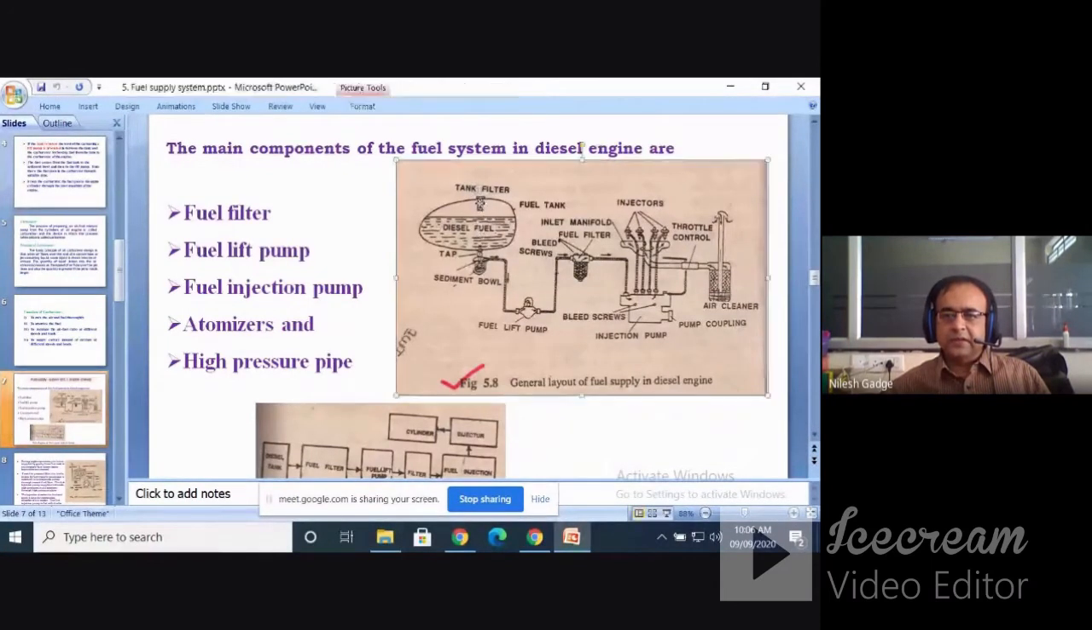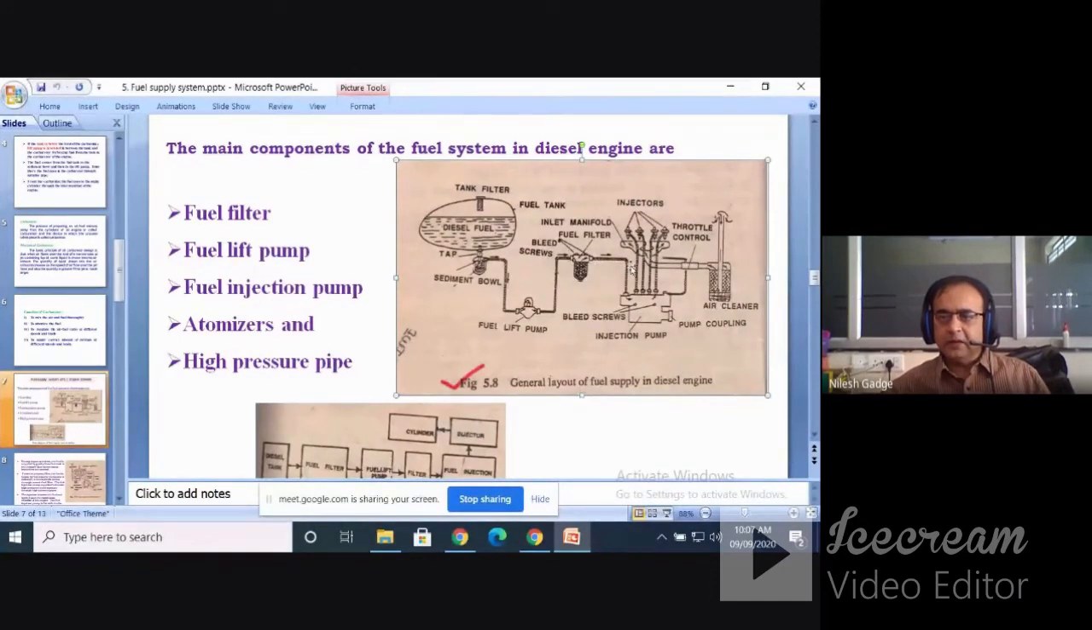This is the primary filter, which is also one type of filter. This is the diesel tank or the fuel tank. Then this is the sediment bowl. These are the pipes. This is the fuel lift pump. Then again there is a fuel filter. Here it is a sediment bowl or filter. It is also a fuel filter. This is also a primary filter.